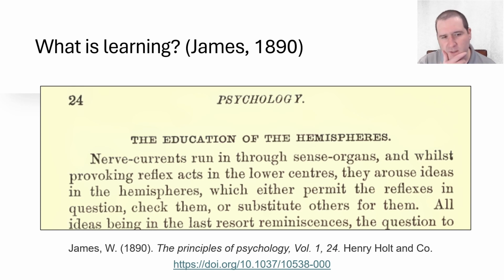Okay, so what does this mean? How can we unpack this? Okay, well, nerve currents are coming in. Well, what does that mean? We have sense organs that are providing our inputs, okay? So the very first thing, we have our senses. We have inputs from the environment. And normally these senses would provoke a reflex, right, in our brain, in that animalistic part of our brain, that lower center, according to James.